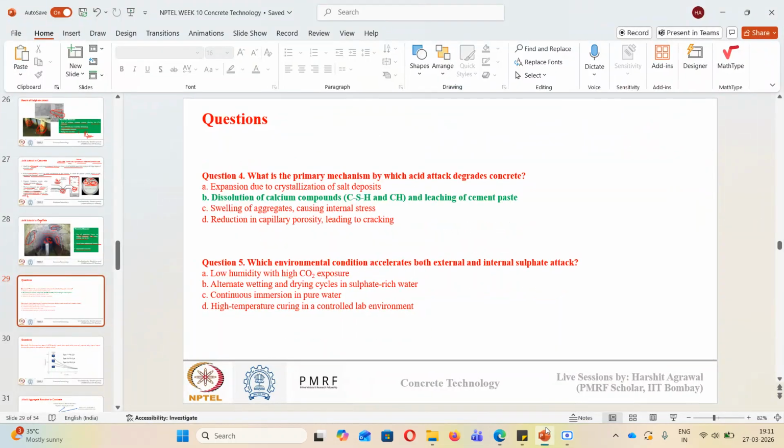No, A is not a correct option. Low humidity with high CO2 exposure. CO2 has nothing to do with sulfate ions. And low humidity is an issue when we talk about shrinkage or creep. That will cause a lot of evaporation of moisture. Just think in terms of sulfate attack.